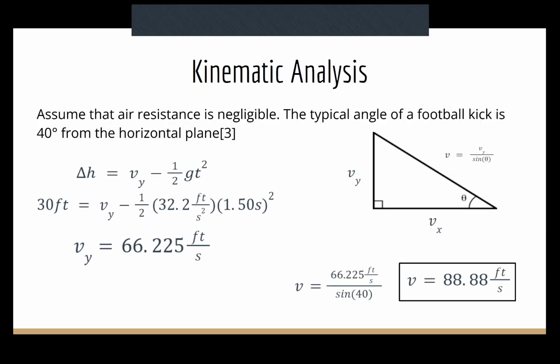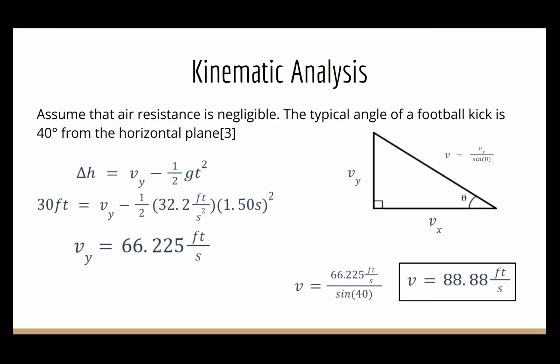And then assuming that air resistance is negligible and the typical angle of a football kick is 40 degrees, which I found from a study published by Louisiana State University, I was able to use the kinematic equations to determine the velocity y, which is about 66 feet per second, and use trigonometric equations to find the velocity as the football left Will Ferrin's foot, which was 88.8 feet per second.